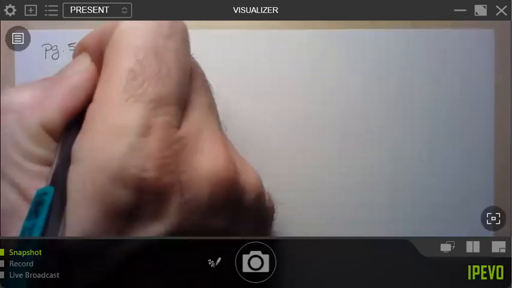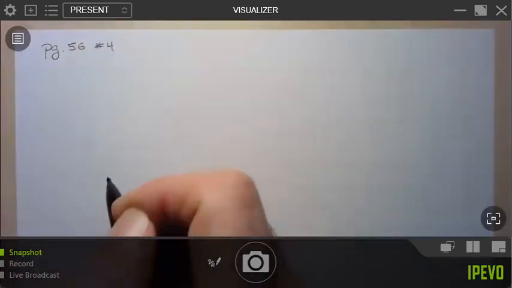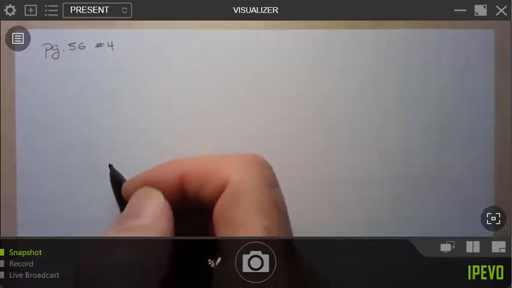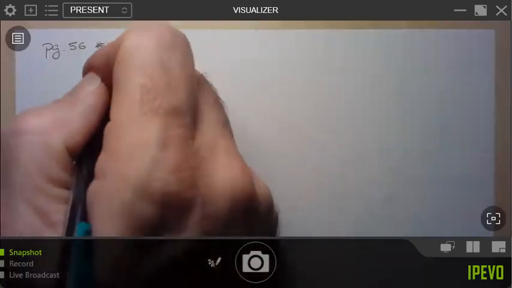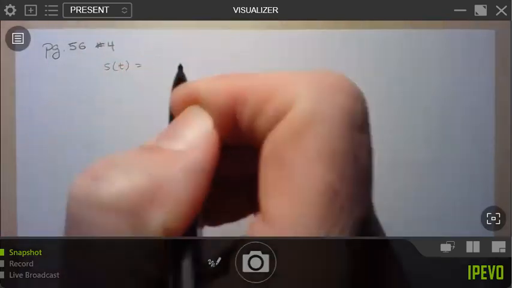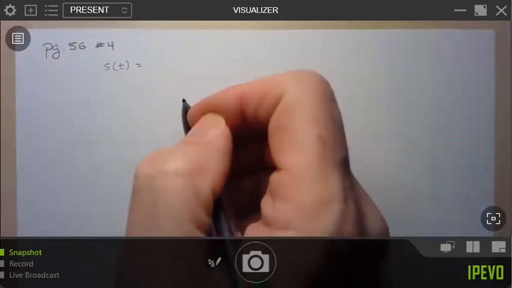All right, so we're going to start with page 56, number 4. So page 56, number 4, there's lots of stuff going on there. Okay, so the first thing they do is they give us a height versus time function. So s(t) is equal to negative 5t squared plus 180.